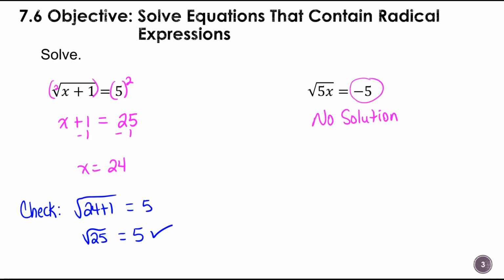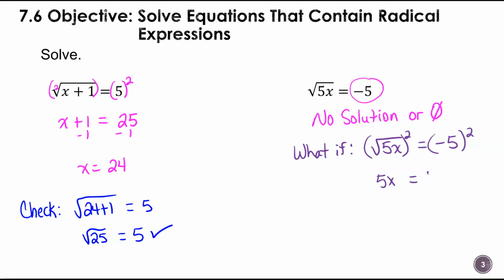Let's say that you didn't notice this. Also, we sometimes use the notation of the empty set. Let's say you didn't notice. What if you went ahead and solved? So you take the square root of 5x equals negative 5 and square both sides. And it appears that you are going to get a solution. But when you check, you will see, no, it really is not a solution.